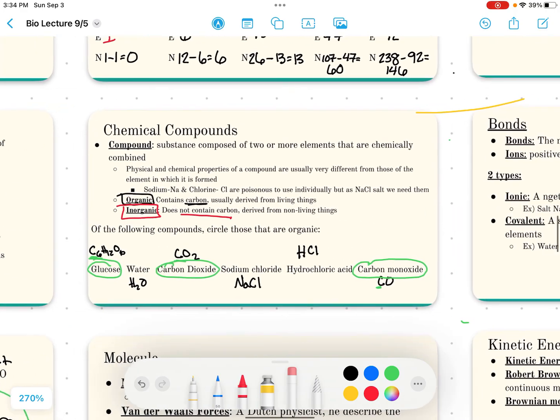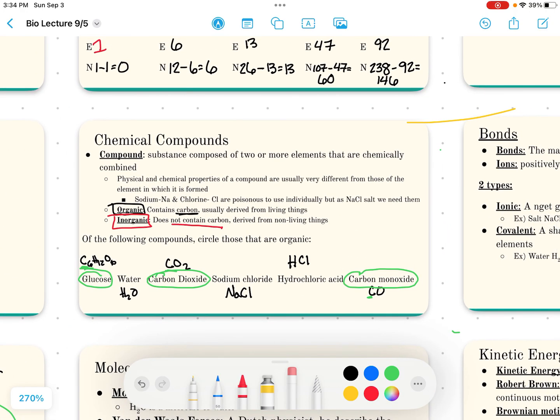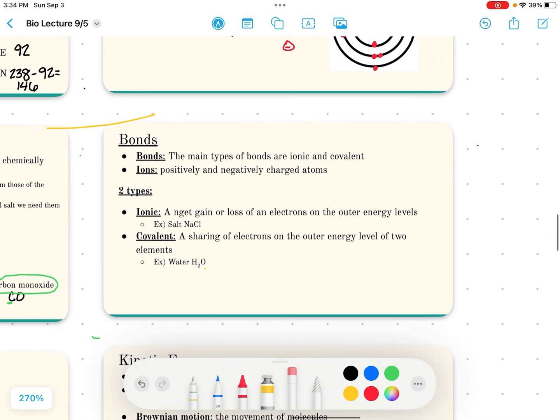Then we have the difference between organic and inorganic. Organic compounds are made up of carbon, so anything that has carbon in it is organic. Inorganic is anything that does not involve carbon, which would be considered non-living.